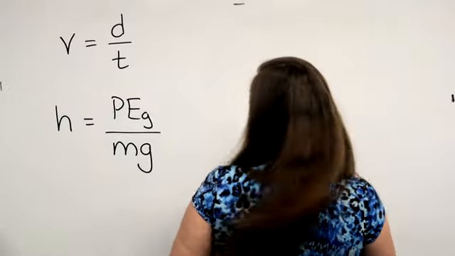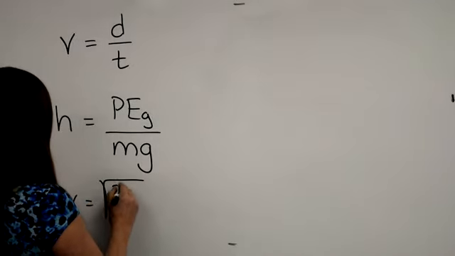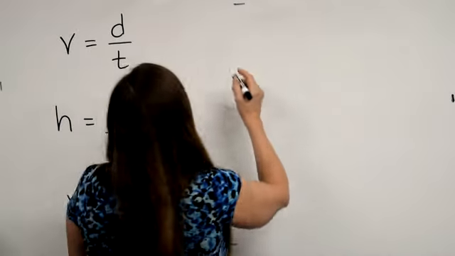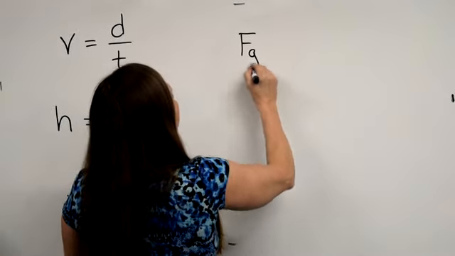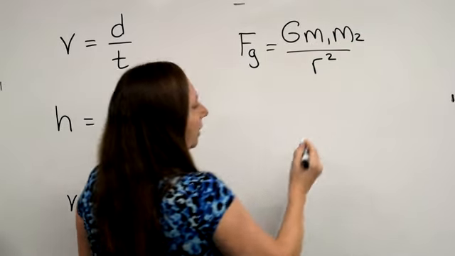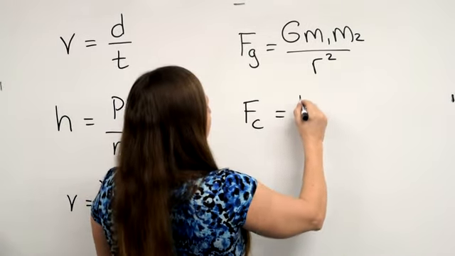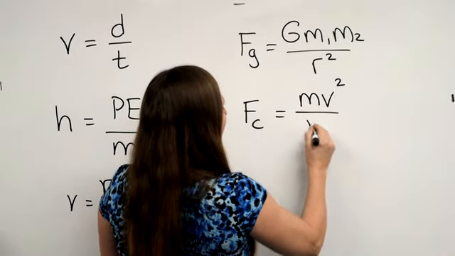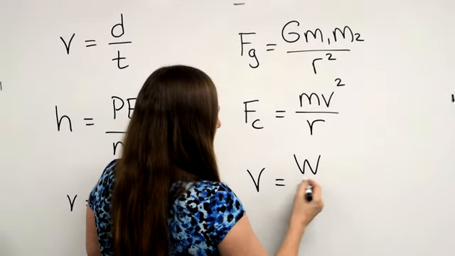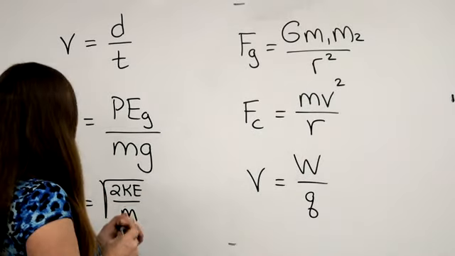All right, now let's look at some other equations. We've got our equation here, v is equal to the square root of 2ke over m. We've seen that before. Okay, we've got fg is equal to G m1 m2 over r squared. All right, we've got fc is equal to mv squared over r. All right, we've got voltage, for example, is equal to work or electrical energy divided by charge. And that's enough for now for us to look at.